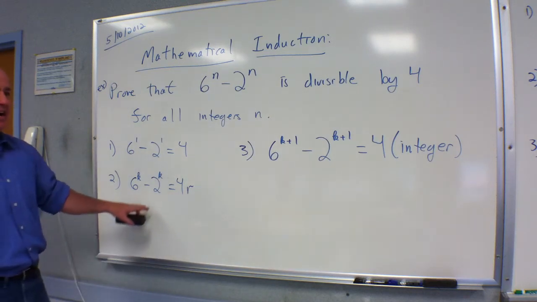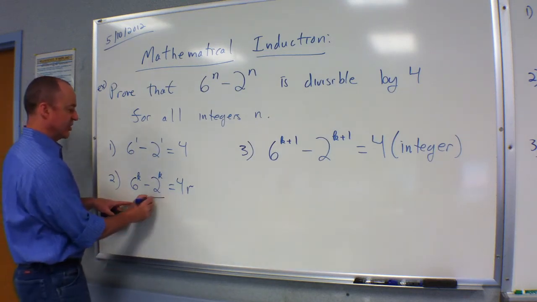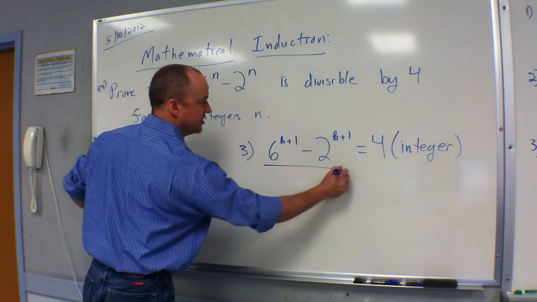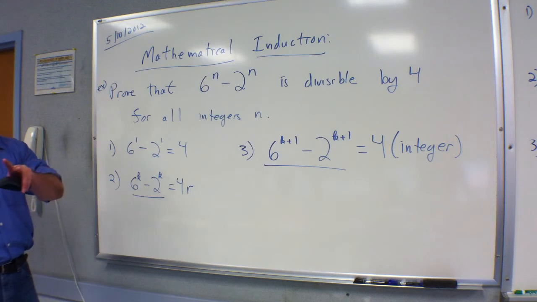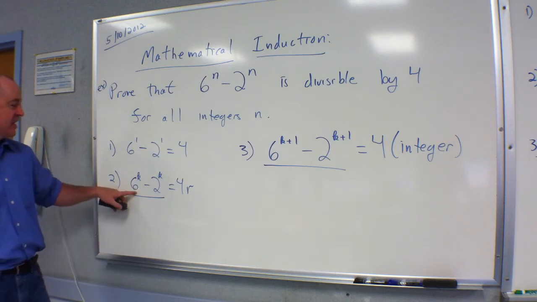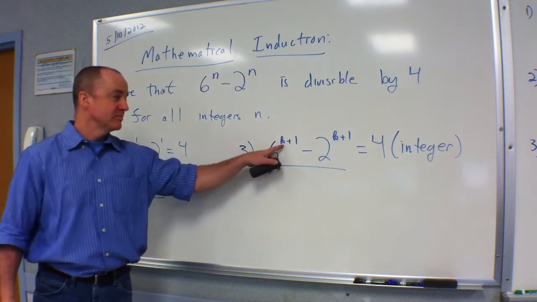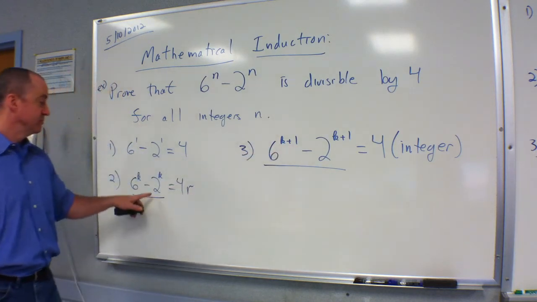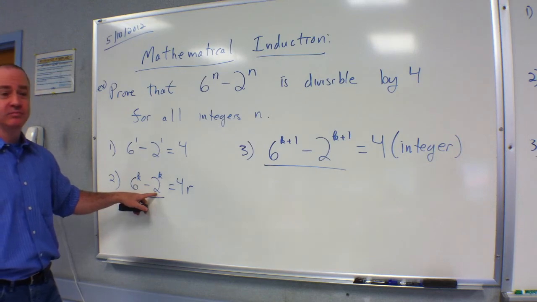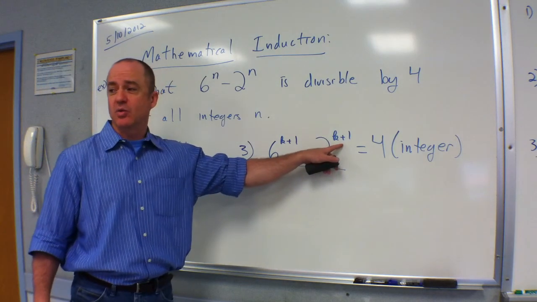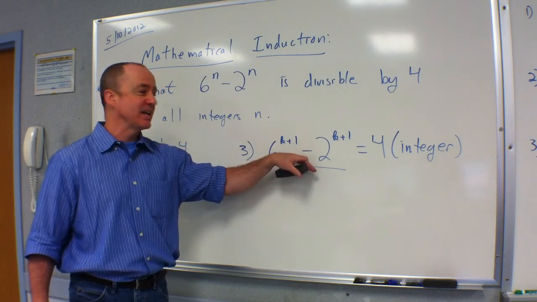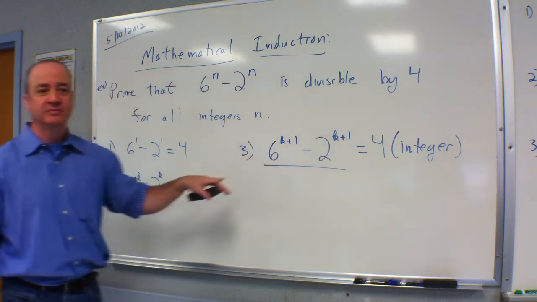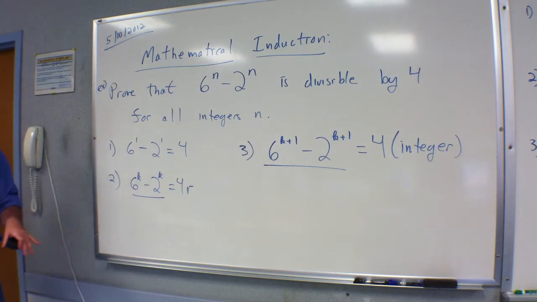Okay, so I need an algebraic way to turn this into this. Well, hold on one sec. I want to say one thing before we go. Multiplying this by 6 will get me 6 to the k plus 1. Multiplying this by 2 will get me 2 to the k plus 1. But it has to look exactly like this. It can't change to plus. I can't have a coefficient there. So that's the tricky part.